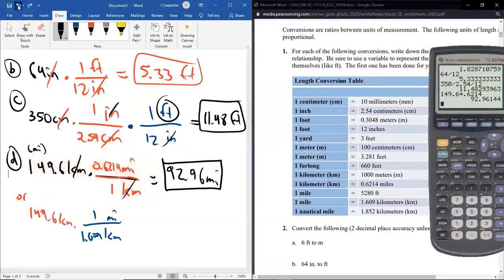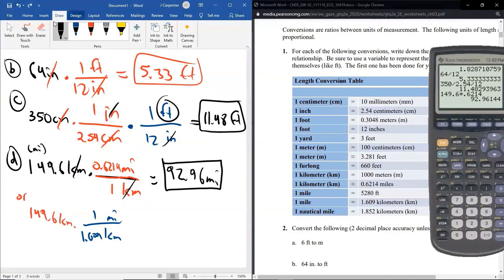If you don't have your technology, if you don't have your calculator, if you're just doing this by hand for whatever reason, I would choose the top way versus the bottom way, because it's multiplication instead of division. Just makes it easier.